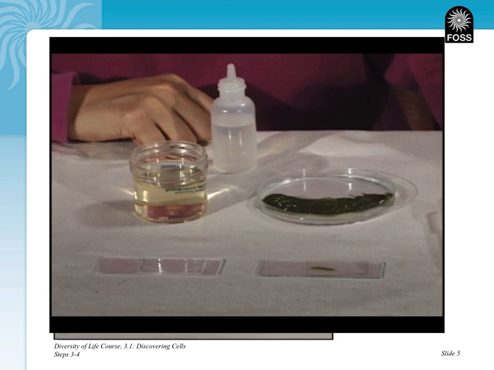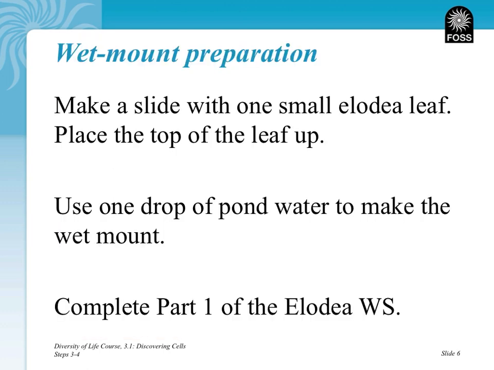There you see the way that we would make a wet mount, either with the Elodea leaf on the right side there, or with some other aquatic features on the left. Here's what we're going to do in class, or virtually for Cohort C students. For our wet mount preparation, you're going to make a slide with one small Elodea leaf, and you'll place the top of the leaf up on that slide. As it showed in there, we're going to take one drop of pond water from their mini habitats to make the wet mount. And as we do, we'll focus down through, find what we need to see, and complete part one of that Elodea worksheet.